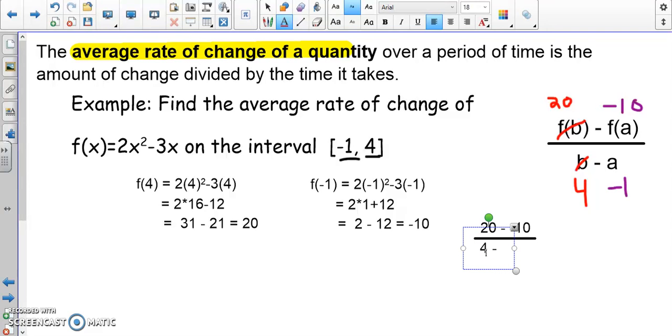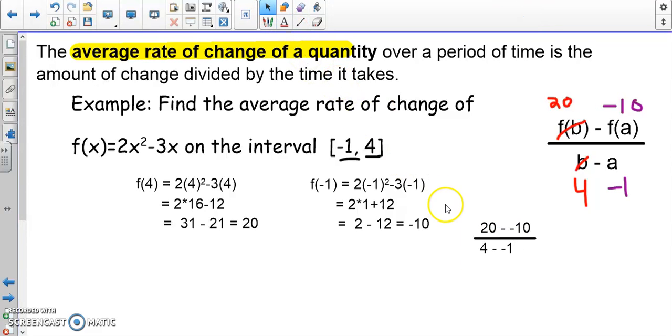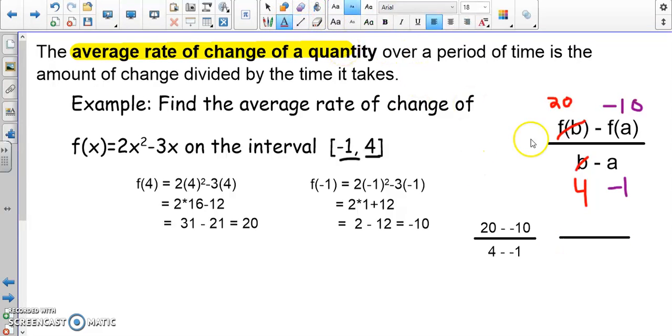So we have 4 take away a minus 1 on the bottom, right? So we can see that here, and that's why I like to cross this out and put that here, because you see 20 take away minus 10, or 20 plus 10, 4 take away minus 1. So this whole part turns into 20 plus 10 on the top, and then on the bottom we end up with a 4 plus 1.